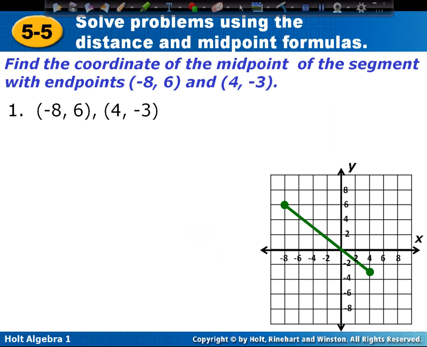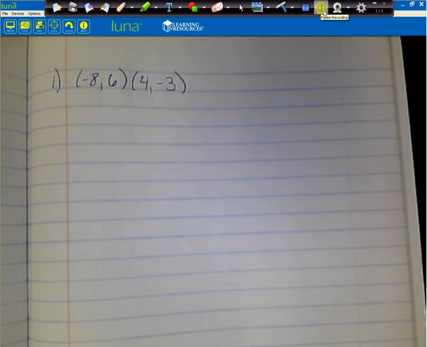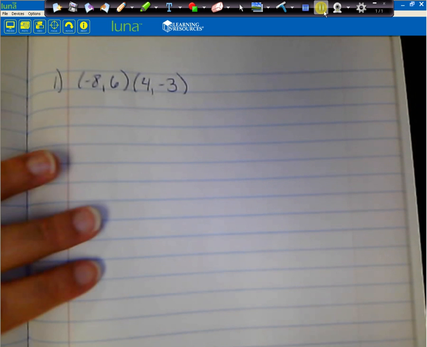All right, here's our first one. We are going to do this one on paper. All right, here's number 1. Go ahead and write down those 2 points, -8, 6, and 4, -3. And our directions say, find the coordinates of the midpoint of the segment with these 2 endpoints. So here we're asked to find the midpoint, so I'm going to write the midpoint formula down again.